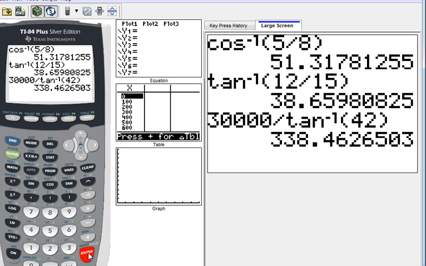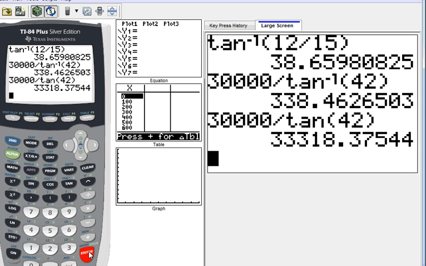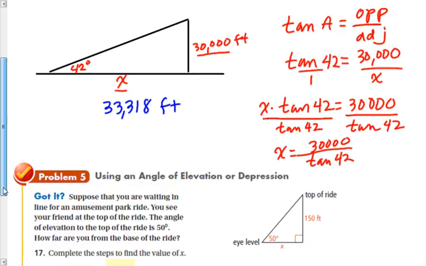Let's try that again. 30,000 divided by tangent 42, and that's 33,318. So x is about 33,318 feet to the nearest whole foot. All right, you try that.